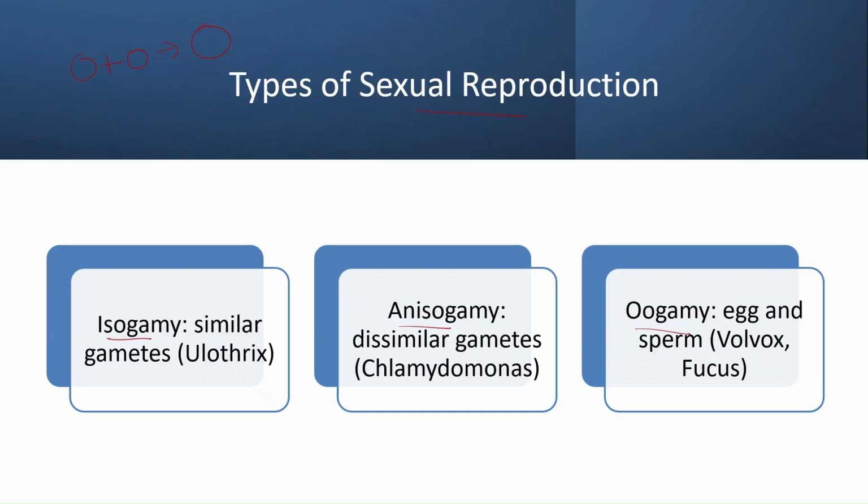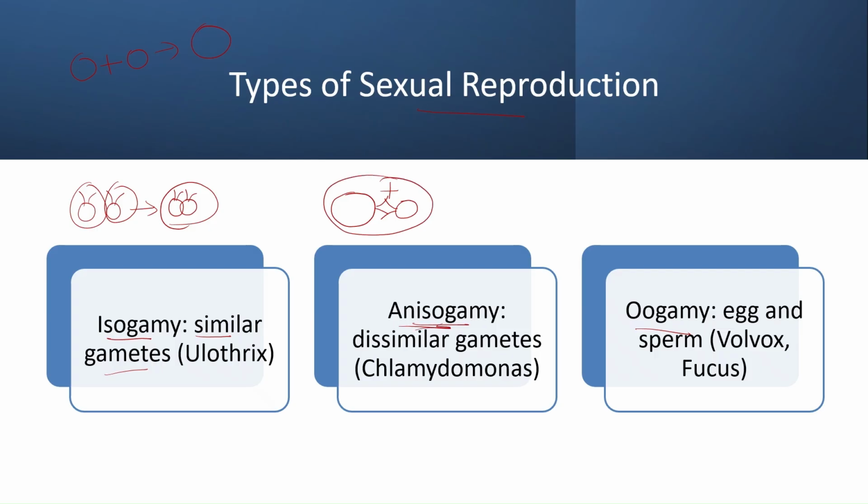In isogamy, they have similar gametes. For example, they have the same gametes that fuse and form an algae. Okay, this is isogamy. They have similar gametes, the same size of gametes. Anisogamy means dissimilar gametes, meaning one is a big gamete and another one is a small gamete. They fuse, and this is called anisogamy.